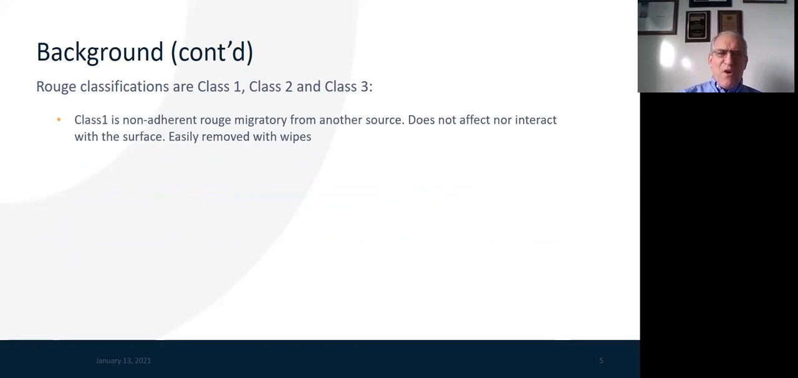There are three different classifications of rouge. First classification we call class 1 is what we call non-adherent migratory rouge, and it does not affect or interact with the actual surface. It can be easily removed with wipes. Traditionally, when we see rouge on pump impellers, etc., that rouge is a very fine dust particulate, usually between 20 to 50 microns. And those small little particulates are non-adherent. They do not interact with the surface and they can be wiped off readily. That's class 1.